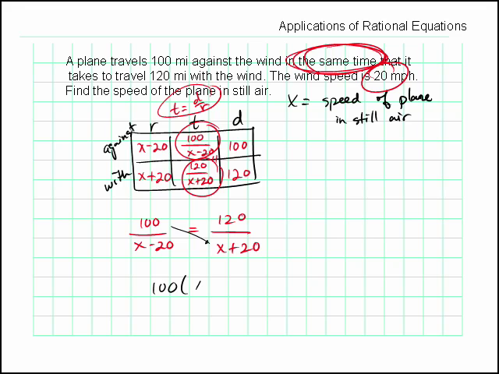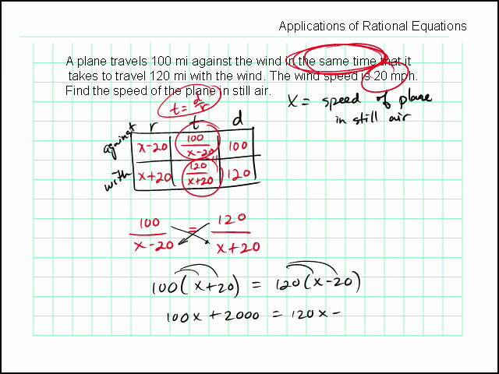100 times x plus 20 is equal to 120 times x minus 20. Distribute. 100x plus 2000 is equal to 120x minus, is that 2400? Let's make sure. Right, 2400 minus 2400.